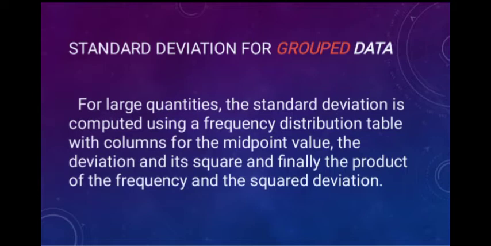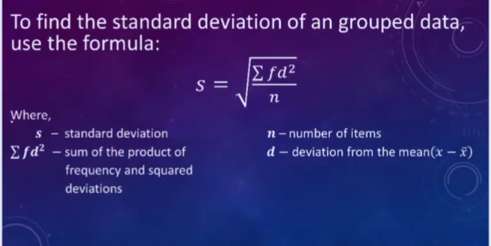This table contains columns for the midpoint value, the deviation and its square, and finally the product of the frequency and the squared deviation. In finding the standard deviation of a group data, we use the formula: the standard deviation is equal to the square root of the summation of fd squared over n, wherein s is the standard deviation, the summation of fd squared is the sum of the product of frequency and squared deviations, n is the number of items, and d is the deviation from the mean, or that is x minus mean.